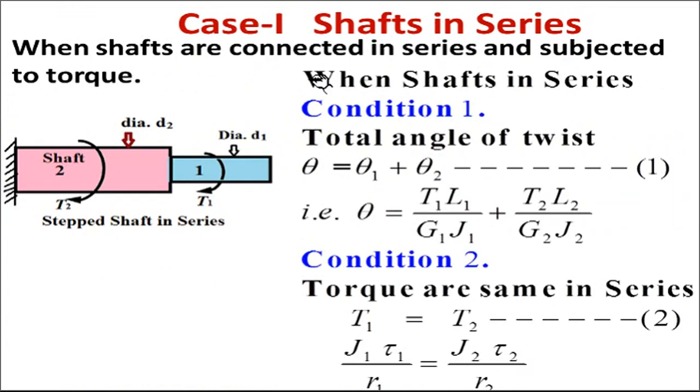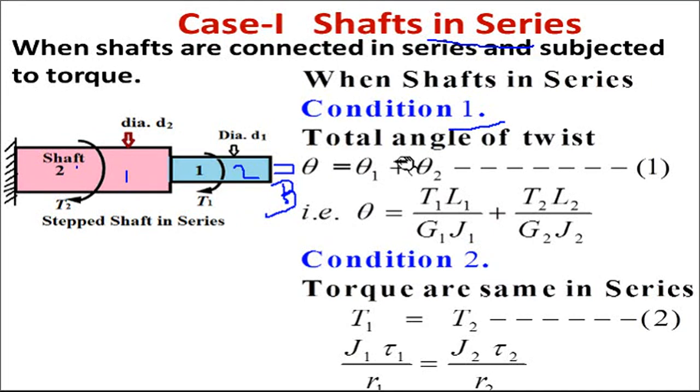Now we will discuss, there are two types of cases. First one is when shafts are arranged in series. Series means what? One after the other. So this is the first shaft, this will be second, then another shaft will be there, that will be number 3. When such shafts are arranged one by one, that is called shafts in series. One after the other.